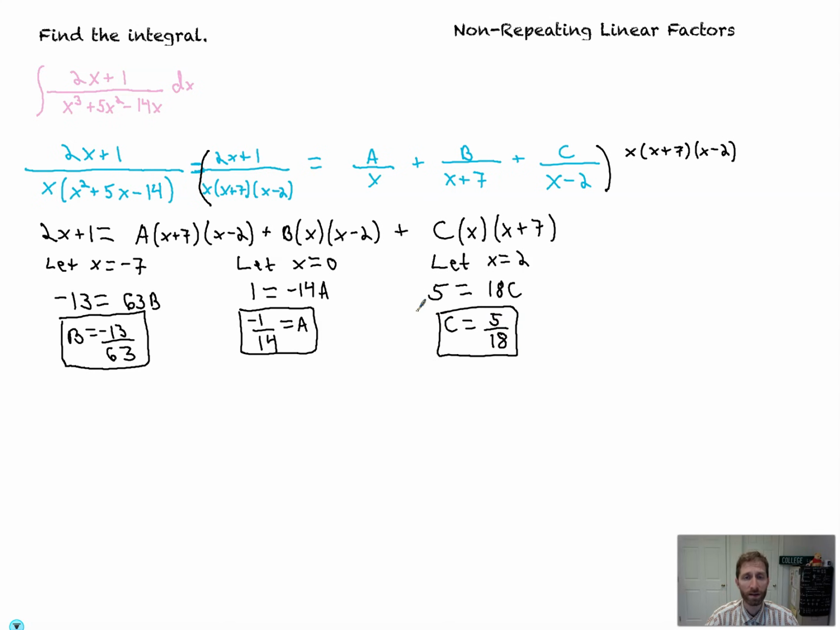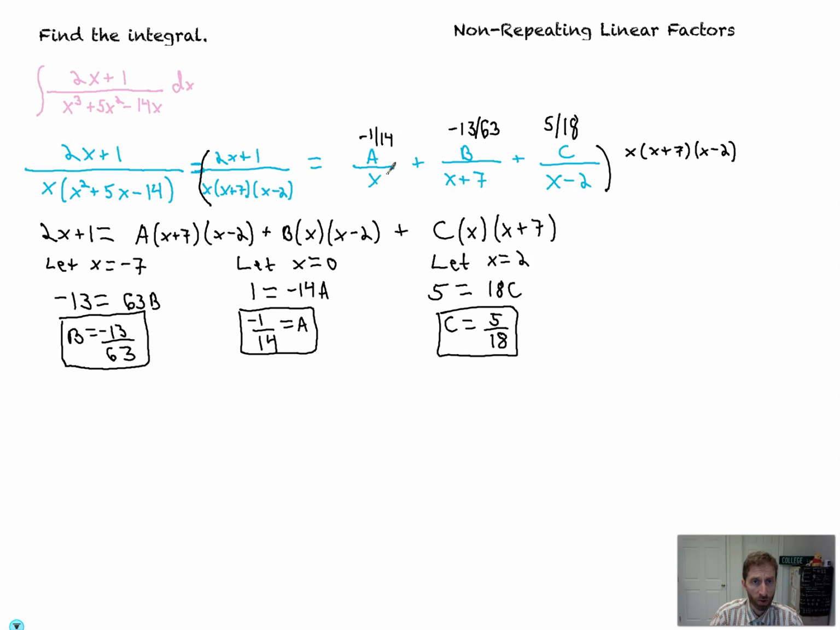But here's the point. A is now negative 1/14. B is now negative 13/63. C is now 5/18. And while it might look like a lot of math, all we are doing here is selecting the x values that will zero these terms out, each of them, and leave us with one of either A, B, or C. And it doesn't matter what you plug in for x, because what you'll be left with is a constant value at the end of the day.